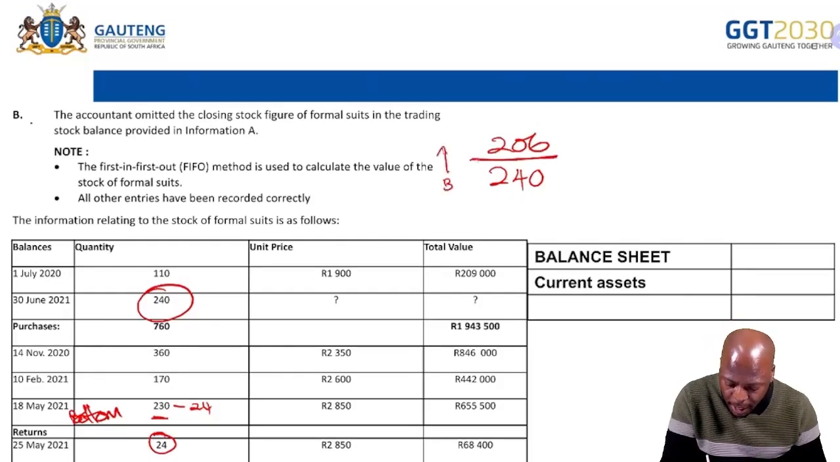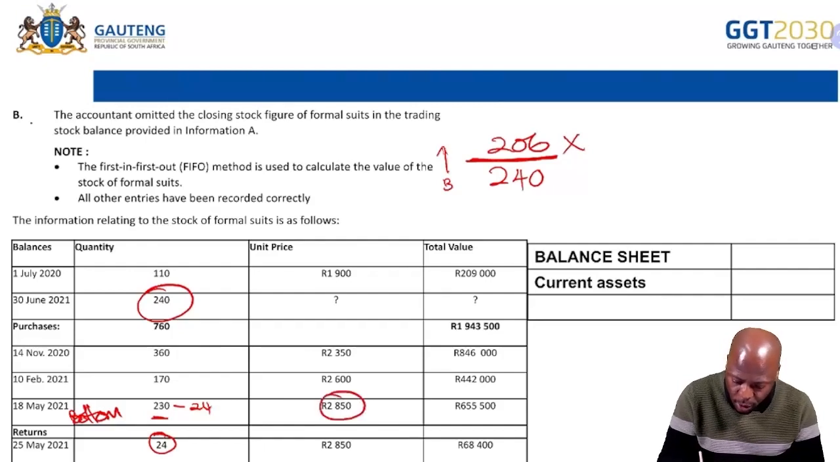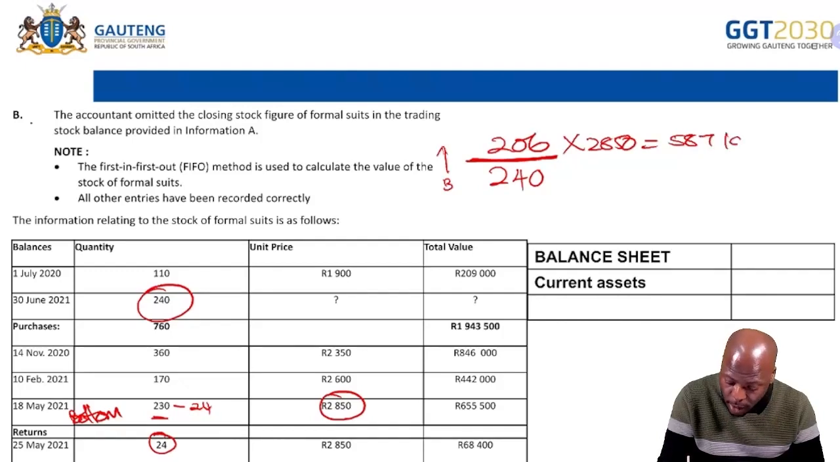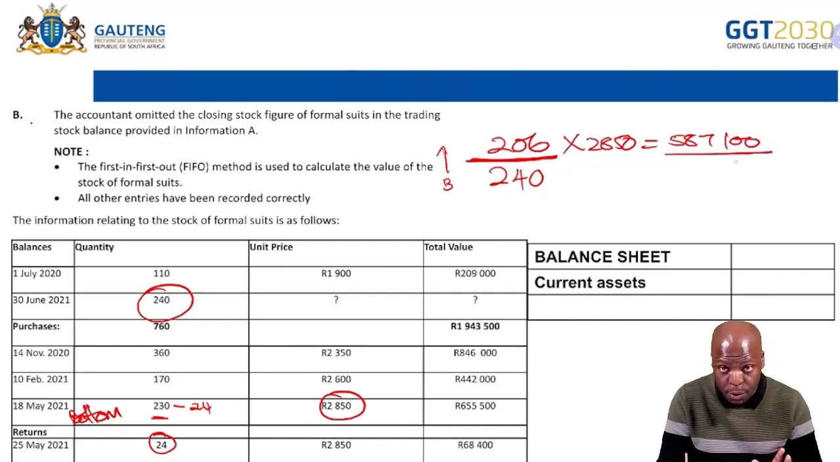Okay, I need to make 240 units. But what do I get? First, I get my 206. And this 206, what was its value? It was 2,850. And then if you come here, you're going to multiply that. It gives you 587,100. Okay, it's as simple as that. Just take from the bottom. Don't stress about it. You're going to do it nicely.